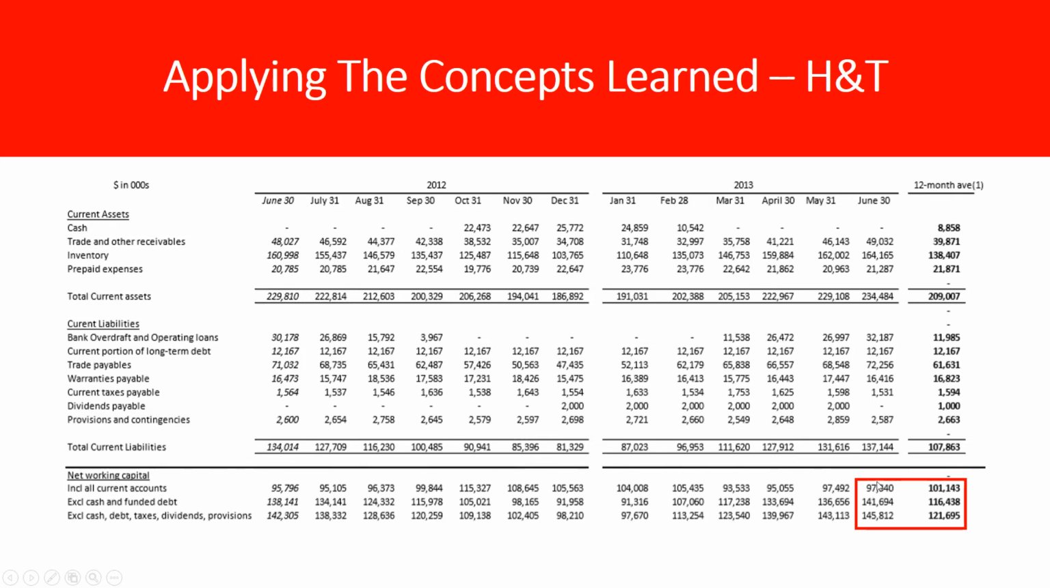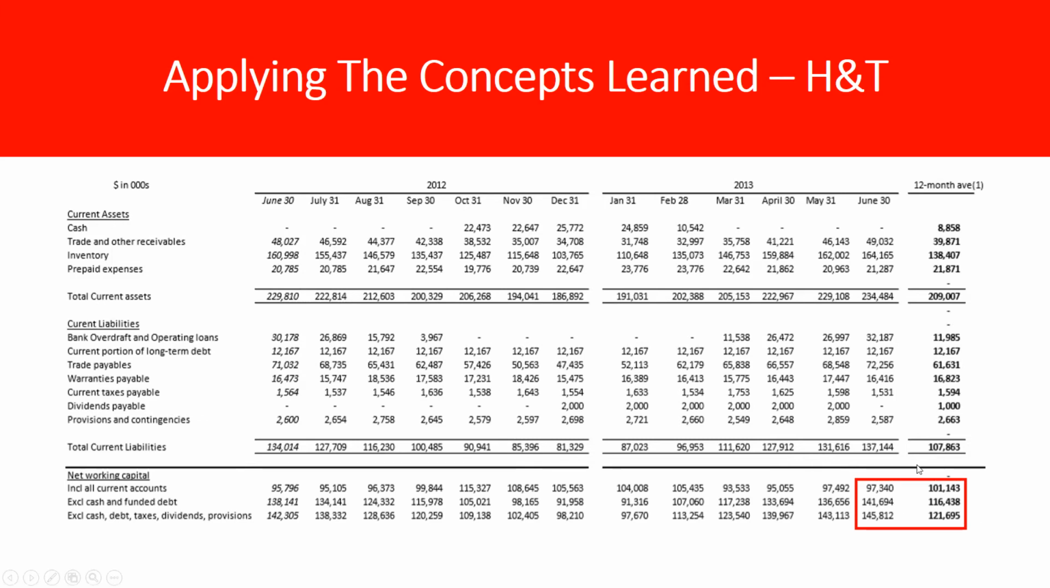So it increases, in this case, these are in thousands of dollars. So it increases net working capital from $97 million to $141 million. And so does the average. Now, if we were to exclude cash, debt, taxes, dividends, and provisions, then that net working capital will also change. And we'll talk about why you can actually exclude these and why it makes sense. But essentially, I don't want you to look at all of these numbers.